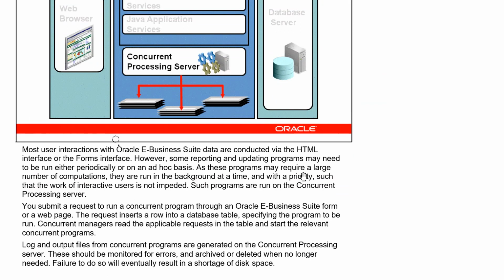As these programs may require a large number of computations, they are run in the background. So any concurrent processing server program will be run in the background with a priority such that the work of the interactive is not impeded. Such programs are called concurrent processing. So if there is a lot of reporting needs, you can run on a separate concurrent processing server.